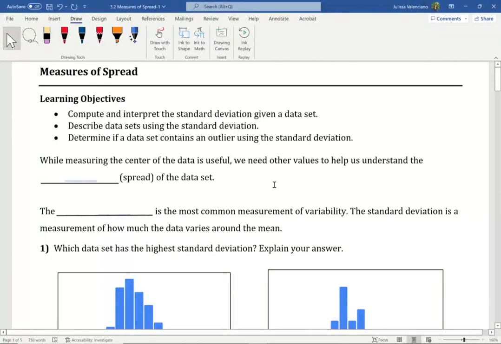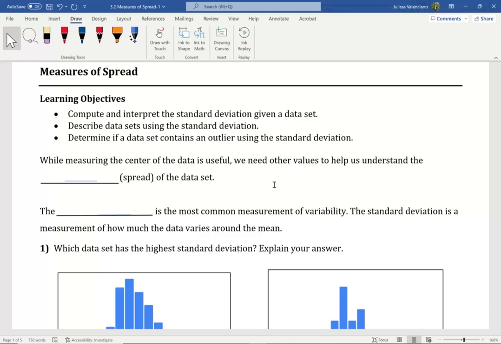In this lesson, we're going to focus on the measures of spread. Let's start by reading our learning objectives. The first learning objective is to be able to compute and interpret the standard deviation given a data set. The standard deviation is going to help us measure the spread of the data set.